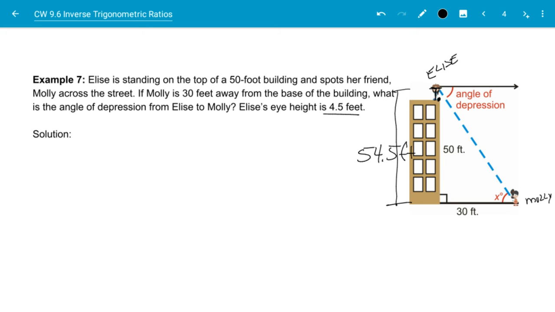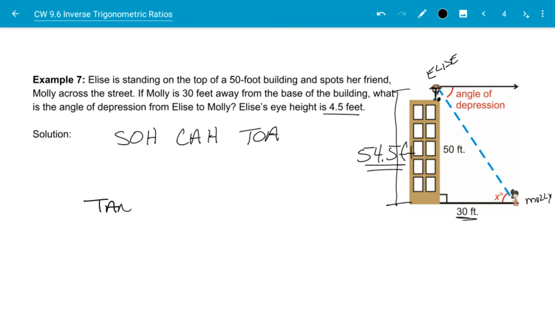So when I look at this, I again think of, okay, I got SOH CAH TOA. And if I'm looking from angle X, I have the opposite side, I'm at 54.5. That's what you got to be careful of. You got the opposite side of 54.5 because it's the height of the building plus up to where her eyes are at. And I have Molly to the base of the building, which is 30 feet, and that's my adjacent side. So I'm going to use tangent ratio here.